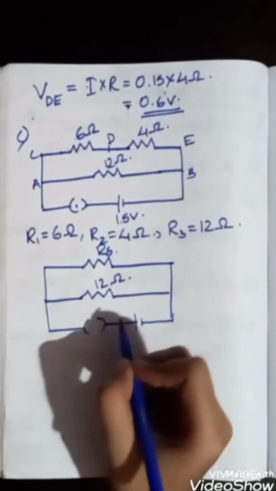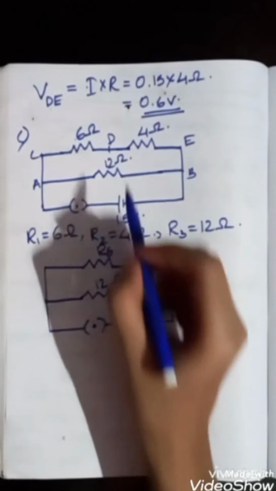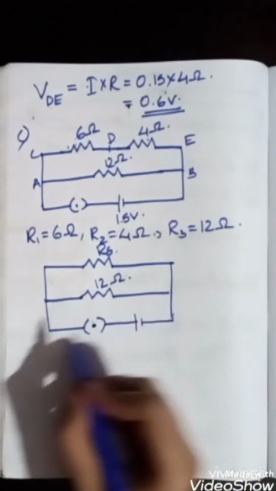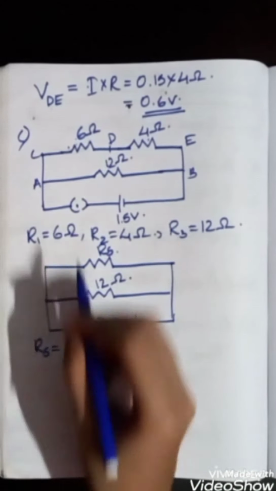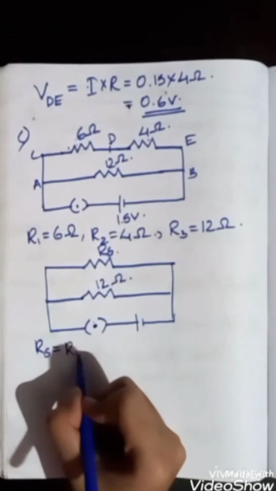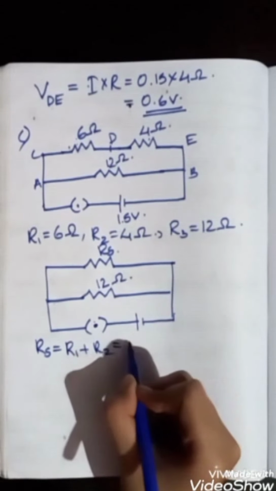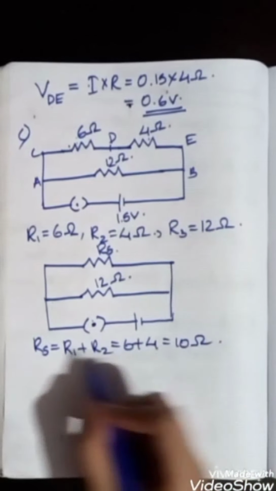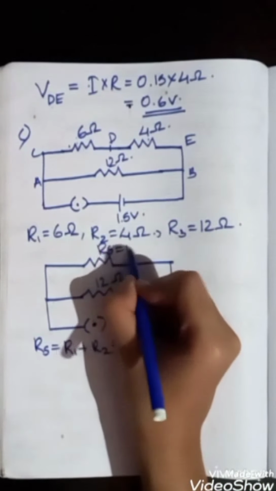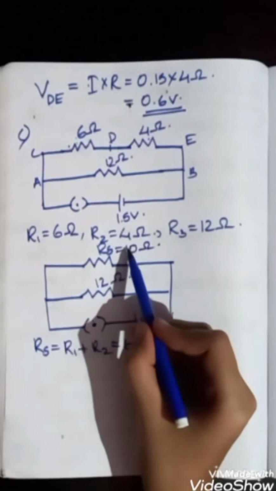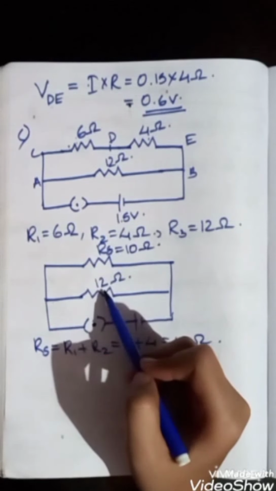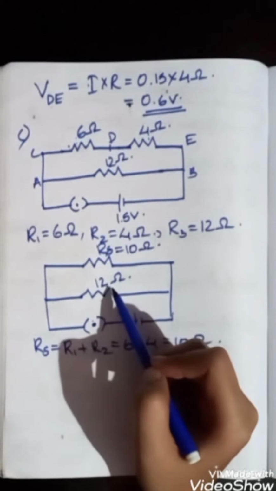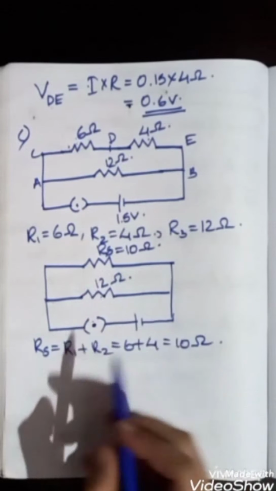This is 12 ohm, and we have to find the value of RS. These two are connected in series combination, so RS is equal to R1 plus R2, that is 6 plus 4, equal to 10 ohm. Then RS is equal to 10 ohm. These two, RS and the 12 ohm, are connected in which combination? Parallel combination.